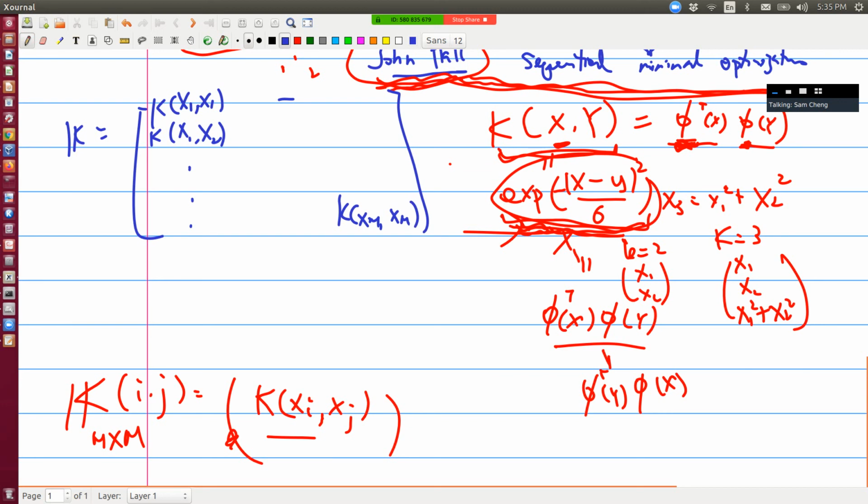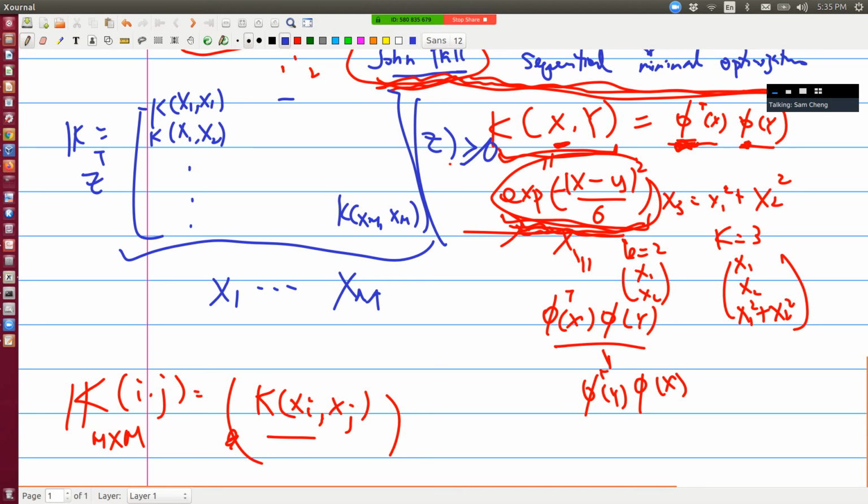If the kernel is a valid kernel, then for any x1 up to xm, this matrix has to be positive definite. Meaning that if I multiply by a vector z and z transpose, this has to be bigger than or equal to 0. It's very hard to prove; I don't have a proof on my slide, but you can verify that at least if your kernel is valid, in the sense that your kernel is equal to some inner product between phi xi and phi xj.